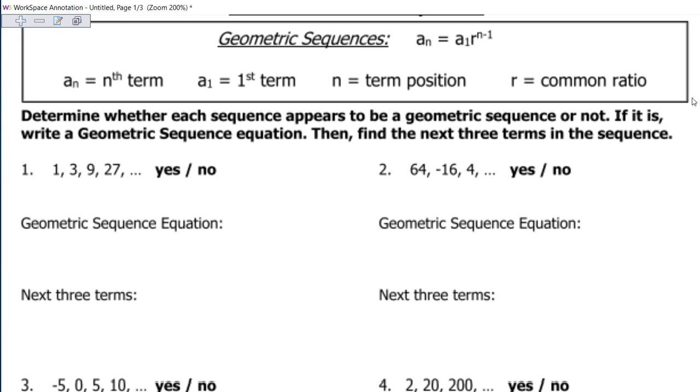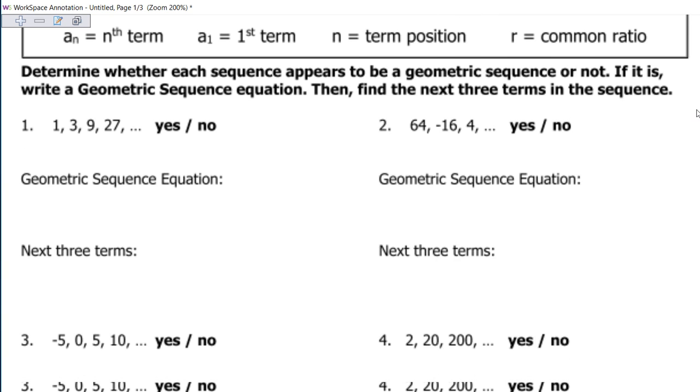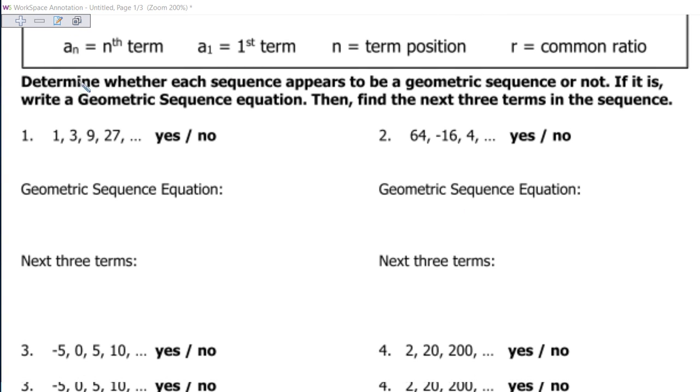So first up, on this first little set, it says to determine whether each sequence appears to be a geometric sequence or not. If it is, write a geometric sequence equation. Then find the next 3 terms in the sequence. Now this is really not that hard, but if you don't use your calculator, it's going to be exceedingly difficult.